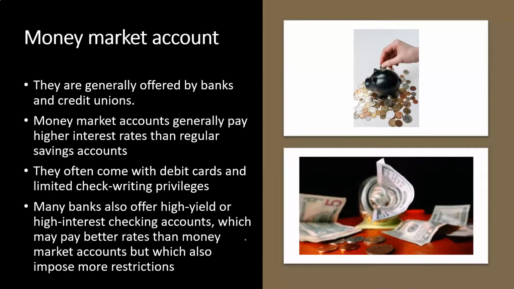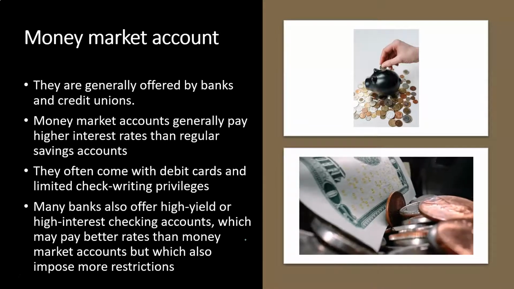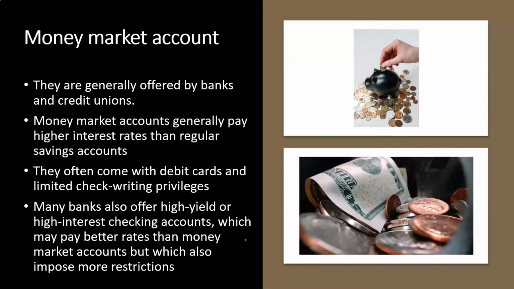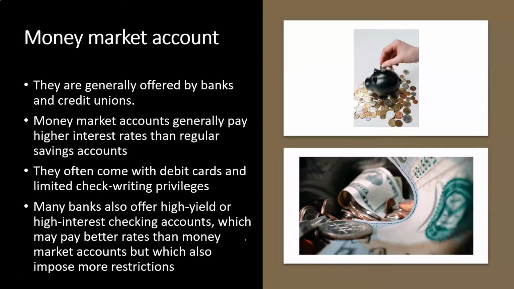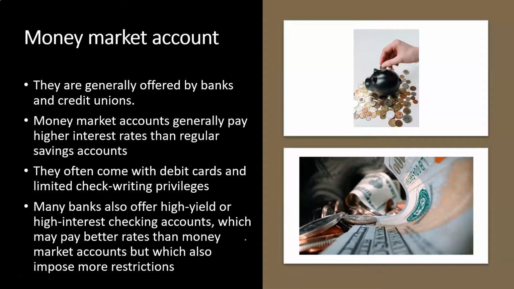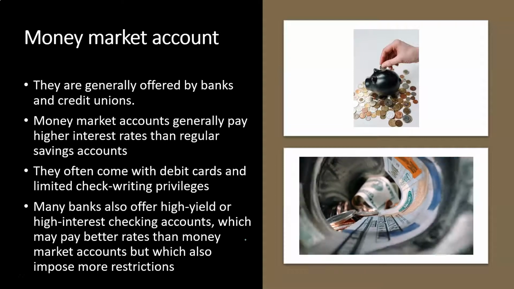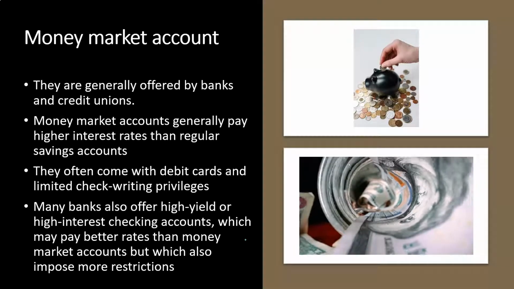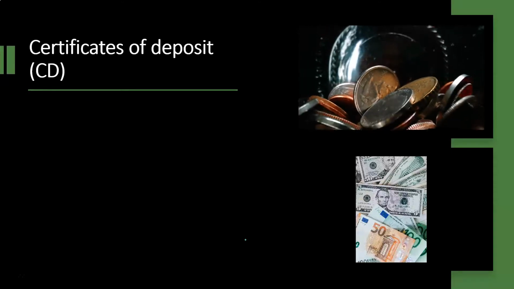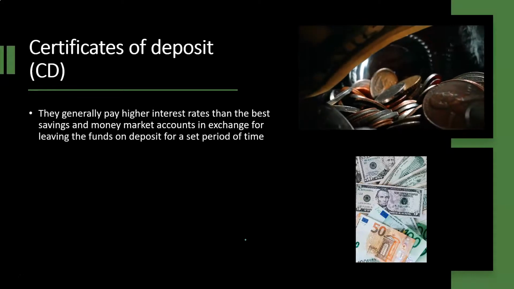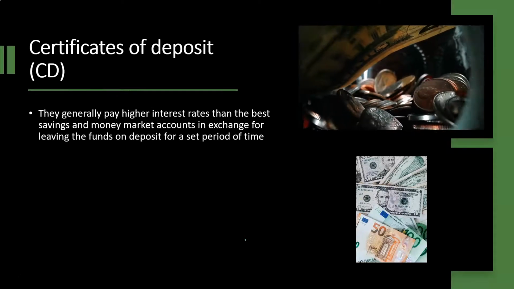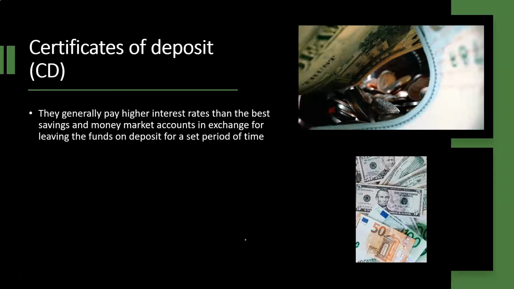Many banks also offer high yield or high interest checking accounts, which may pay better rates than money market accounts, but which also impose more restrictions. So you're going to be trading off generally the restrictions versus the higher returns once again. We then have the certificate of deposits, the CDs. These are the ones where you're basically locking up and adding a substantial amount of restriction to the access of the money, oftentimes in exchange for a higher rate of return.